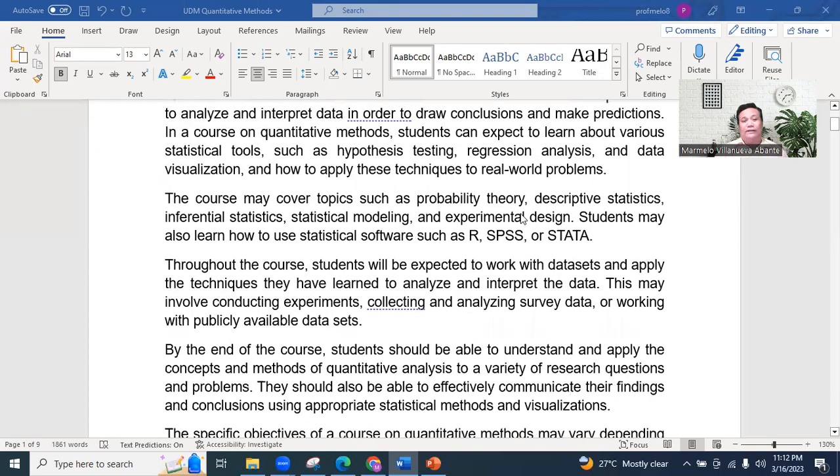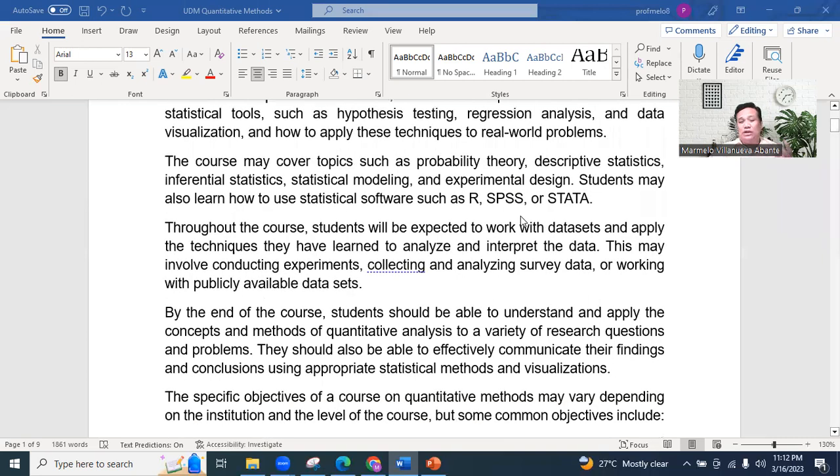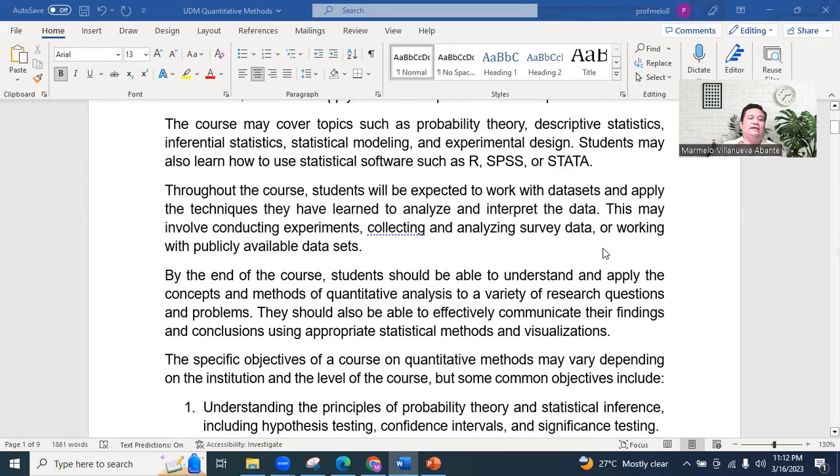The course may cover topics such as probability theory, descriptive statistics, inferential statistics, statistical models, and experimental design. The student may also learn how to use statistical software such as R, SPSS, or Stata. Throughout the course, the student will be expected to work with data sets and apply the techniques they have learned to analyze and interpret the data. This may involve conducting experiments, collecting and analyzing survey data, or working with publicly available data sets.